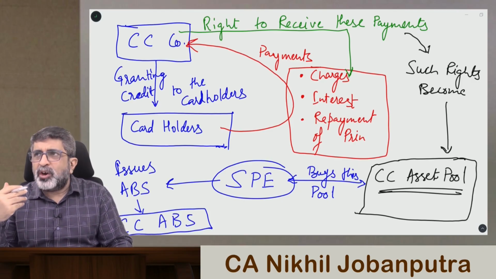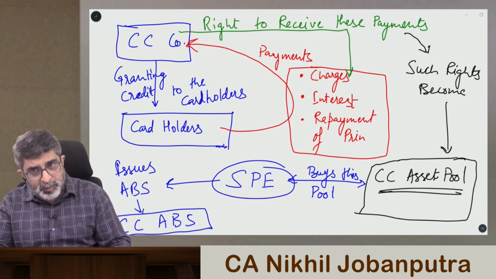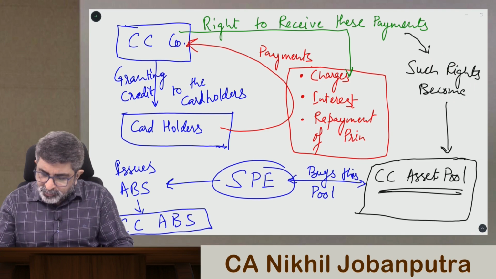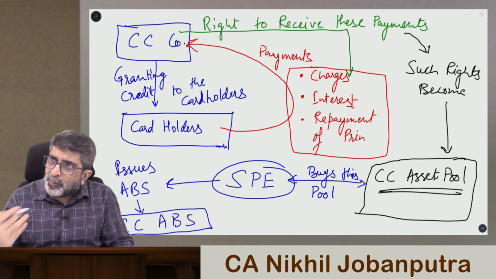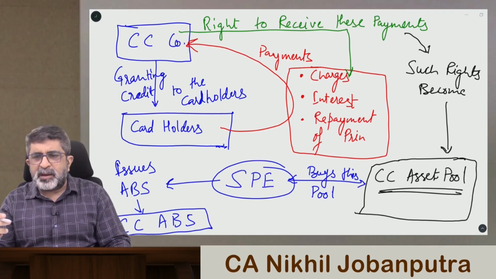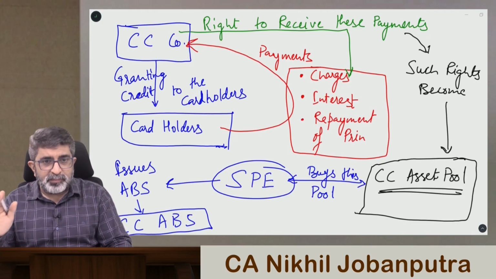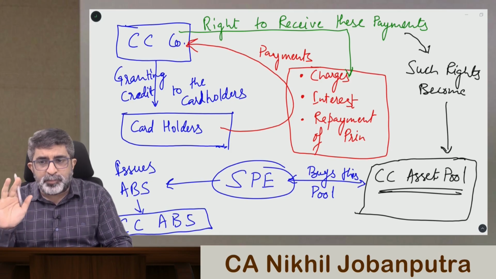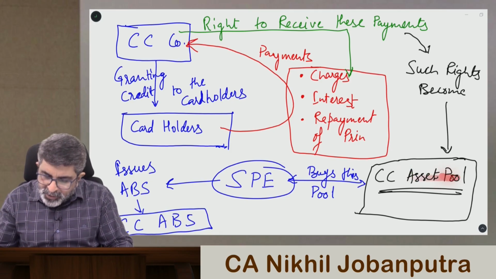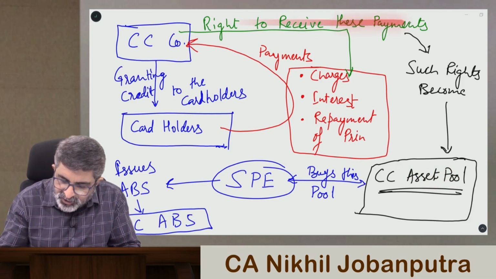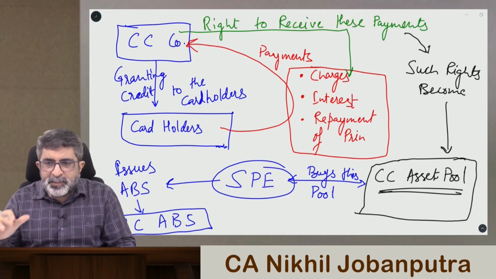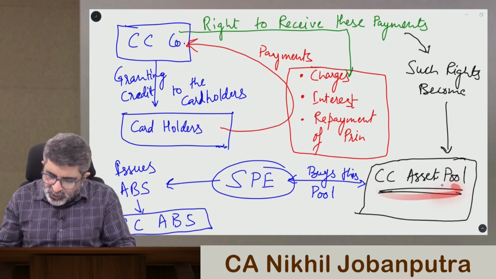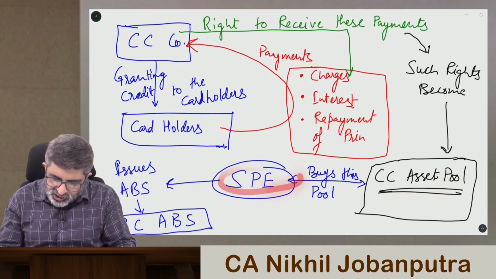If it was not credit card payment but say royalty payment, then the right to receive that payment will become the royalty pool. If it was a copyright pool, then the right to receive that will become a copyright pool, whatever. But an asset pool basically means there are certain rights to receive certain payments. Ultimately, there will be some kind of asset pool at the backing of which the SPE will be issuing the credit card ABS.